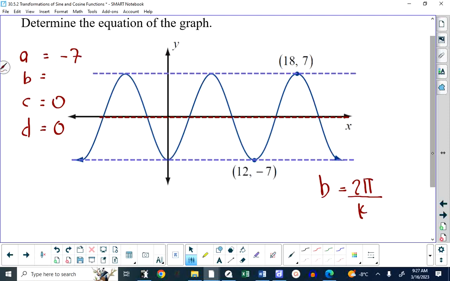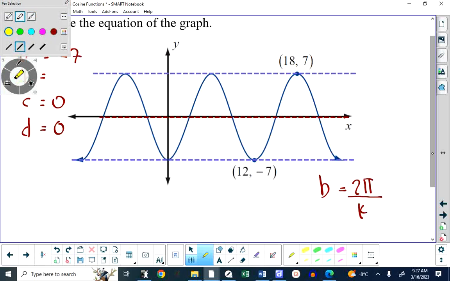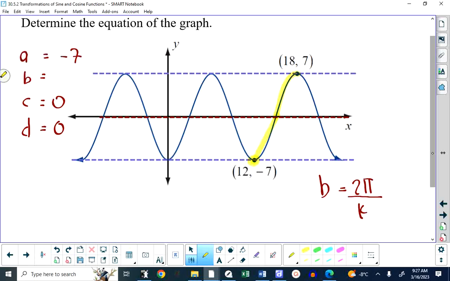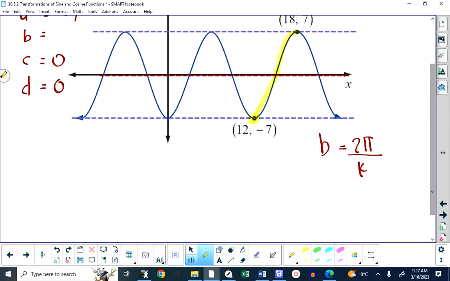Okay, there's another way that will work in this question that doesn't always work. What Patrick is recognizing is that from this point up to that point is only half of the period. And this is going from x equals 12 to x equals 18, which is 6. So then we have to double the 6. So the period is 12, which means B is 2 pi over 12. And you can reduce the 2 over the 12 down.